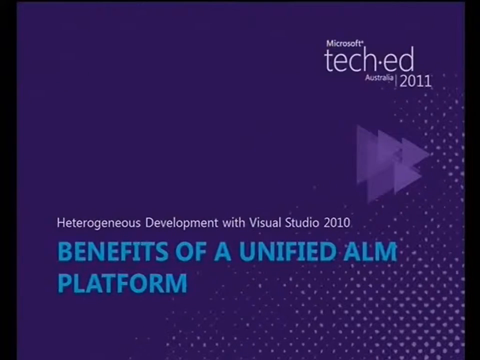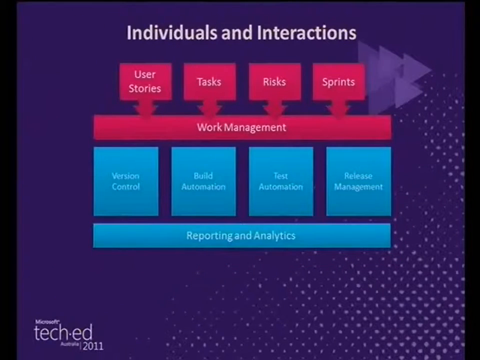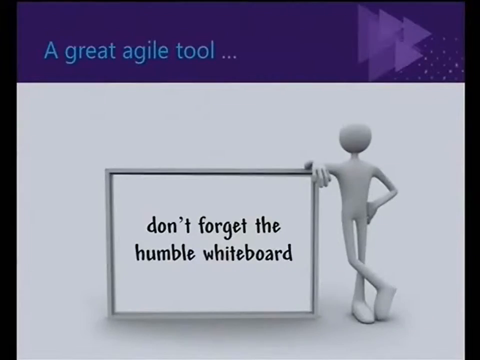So let's look at the benefits of a unified ALM platform. When we look at that tenet, which is individual interactions, if you have a good ALM platform, you've got a place to put your user stories, your task breakdowns, register impediments, and do your sprint planning. There's nothing wrong with putting that information into a tool, although in agile software development we seem to have this sort of allergic reaction to doing any data entry. I'm not suggesting that we forget the humble whiteboard. You know, it's actually a great agile tool, it's great for communication, great for radiating information.